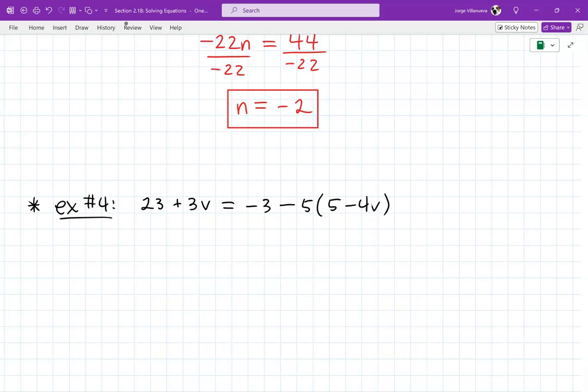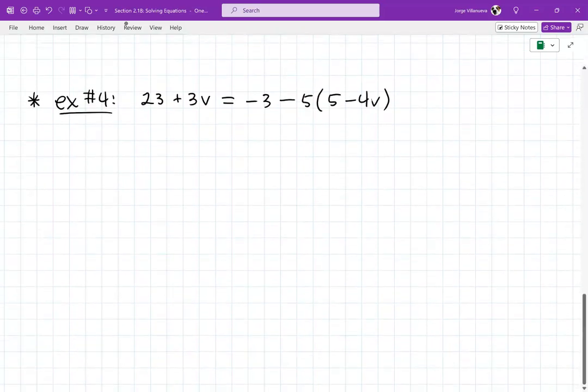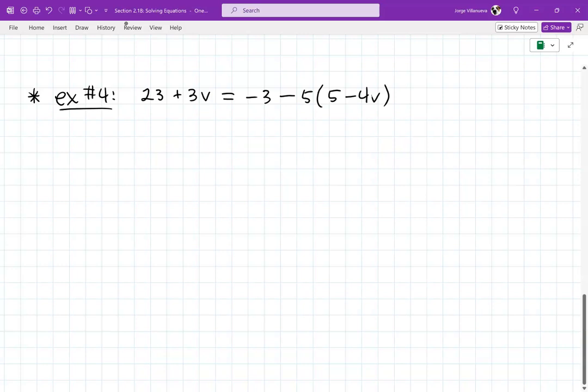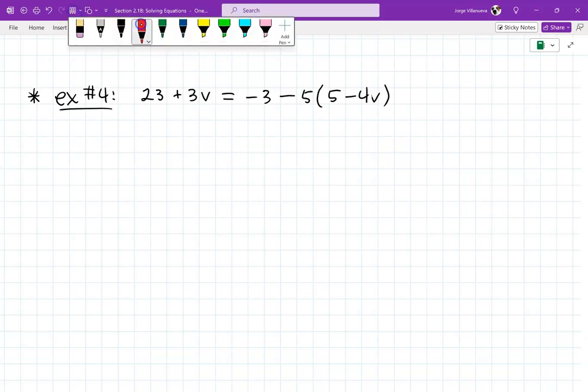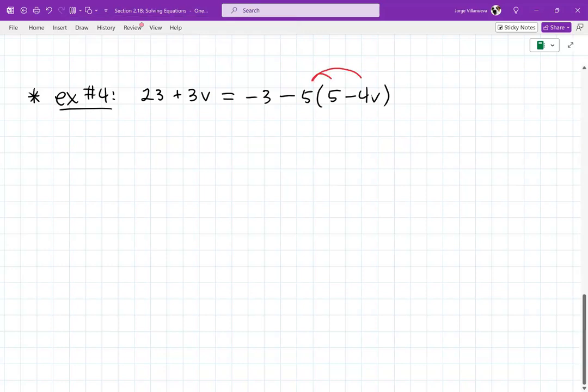Okay, so here we go. We have 23 plus 3v is equal to -3 minus 5 times 5 minus 4v. Right? So we're going to have to distribute first, right? We want to try to get that distribution out of the way first. So let's do that. This will be 23 plus 3v is equal to -3 minus, well, -5 times 5 is -25. And -5 times -4v is positive 20v.